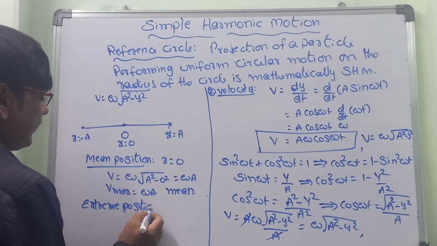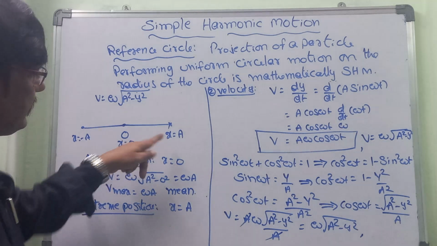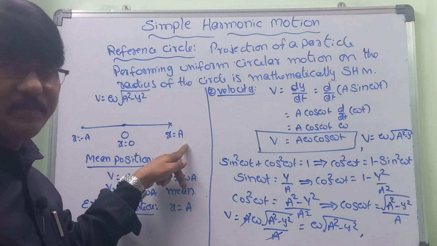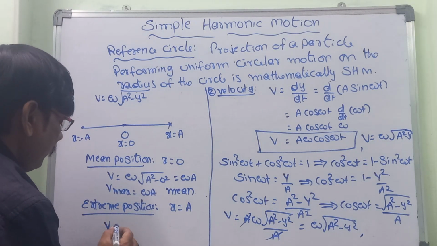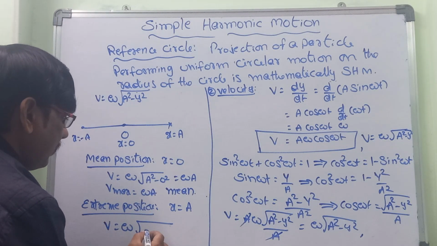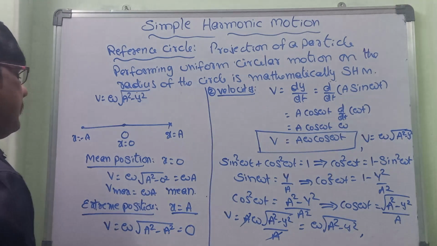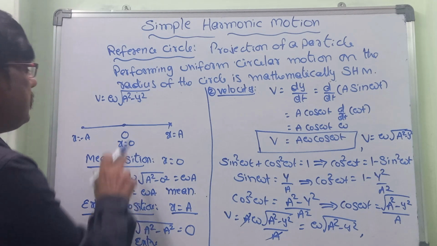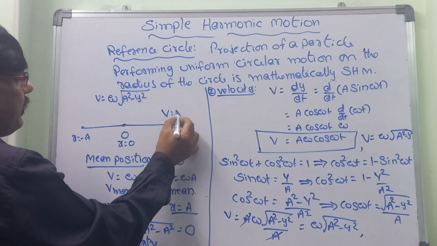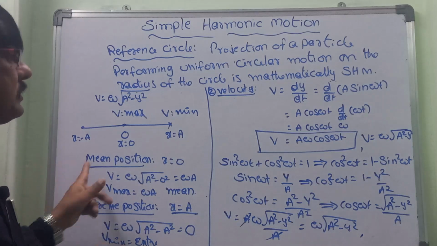So now let us take the extreme position. What is at extreme position? At extreme position, x is equal to maximum displacement, that is amplitude. So x is equal to a. Now let us apply this one. v is equal to omega square root of a square minus a square. So that is equal to how much is that? That is 0. So v is minimum where it is at extreme position. So here v is minimum, and here v is maximum. So this one also we have to keep in mind.